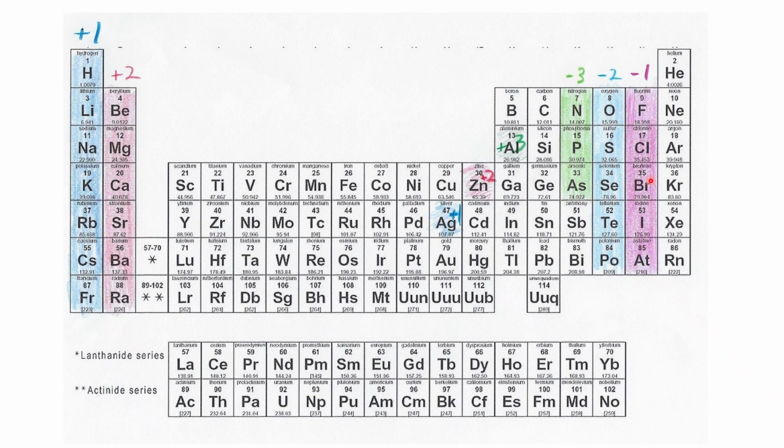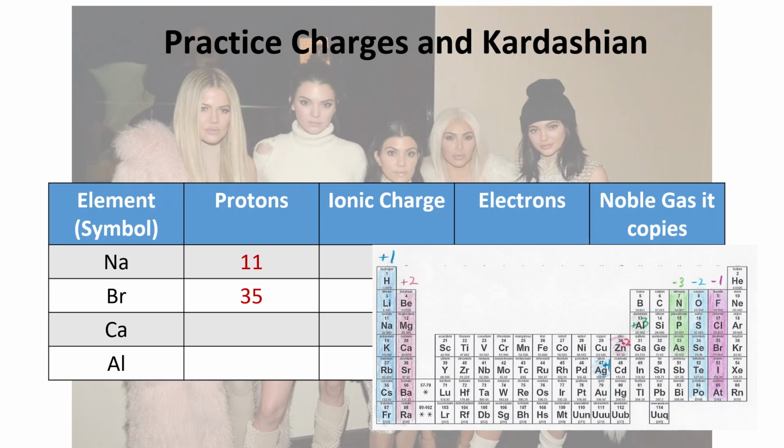All of these will be -1 because they'll add 1 electron to be like the noble gas that's closest to them. All these will add 2 electrons to be like the noble gas. All these will add 3. Silver, zinc, and aluminum, 1, 2, and 3, they are always going to be those charges, and we'll get into that more later. So let's get into it.